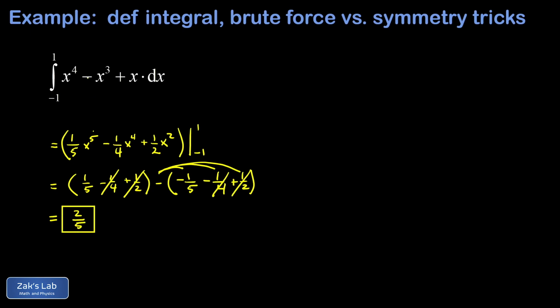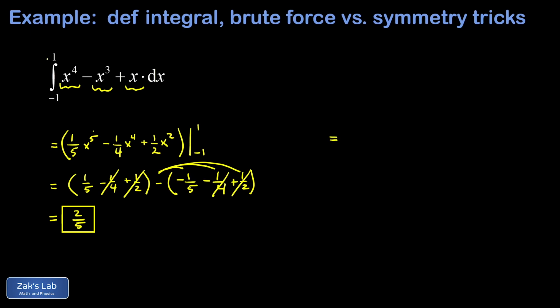Okay, so what about the symmetry approach? What I notice in this integrand is I have an even function here. X to the fourth has even symmetry. And then I have two odd functions. X cubed and x are both odd functions. Now, if this idea of even and odd functions is new for you, I'll post a card at the top of the screen to my basic introduction video on even and odd functions.